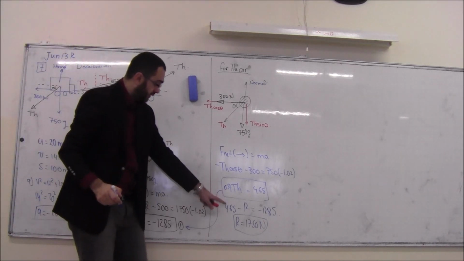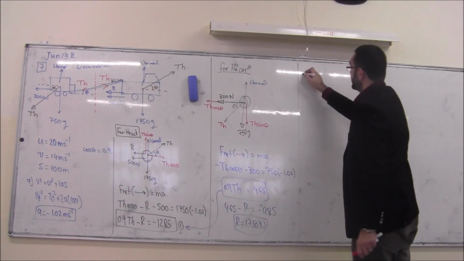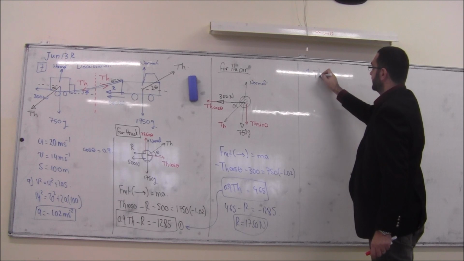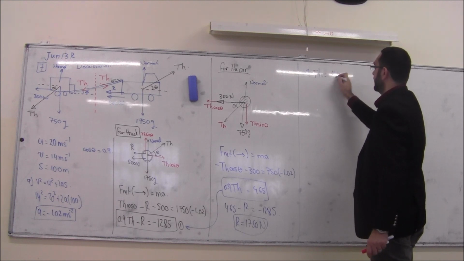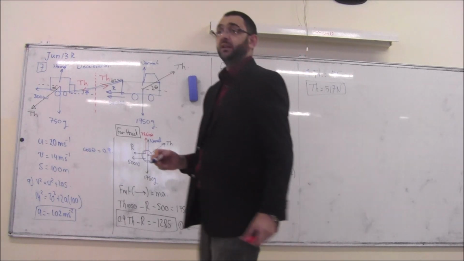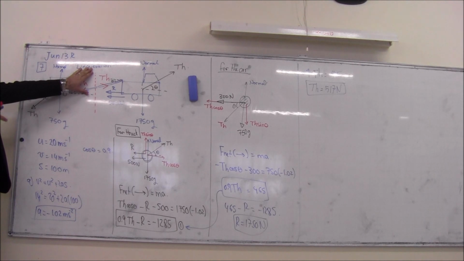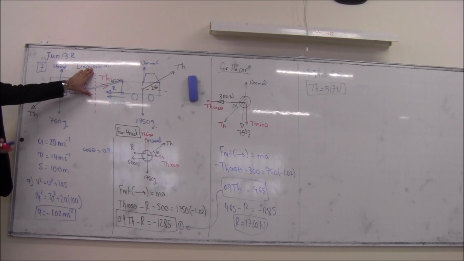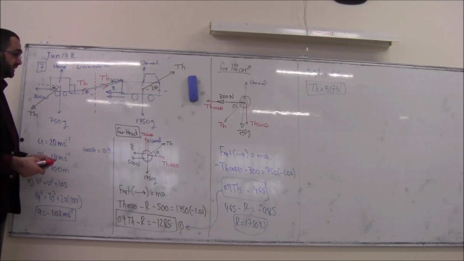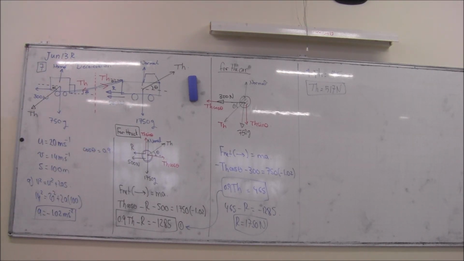Now thrust, we found this. 0.9 thrust equals 465, so thrust is 517 newtons. Okay, fine? Clear? The main point in this question is how to deal with a tow bar for a system of two particles that are decelerating. This is similar to June 5.